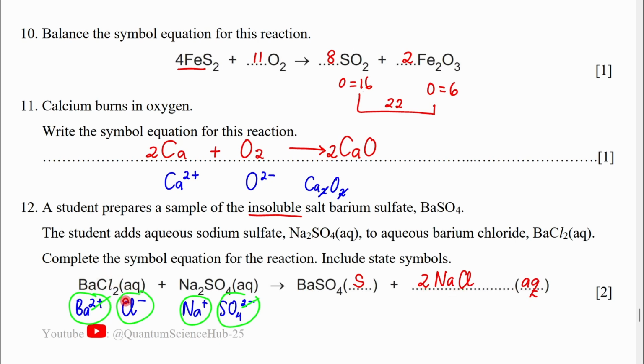Okay, let's check it one more time. Ba1, Ba1, SO4, and we have SO4. And Na2 and 2 Na in here. Okay, so everything is balanced in here. That is how you solve this question. So that's all about some past paper questions in this Stoichiometry Part 1 question and answer.